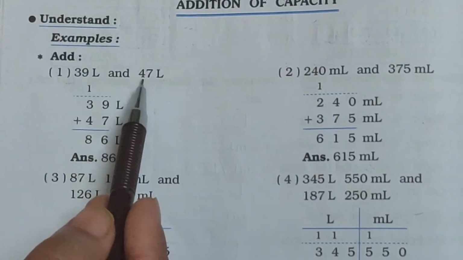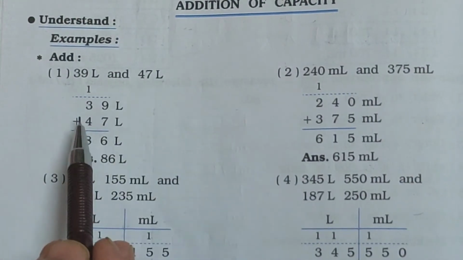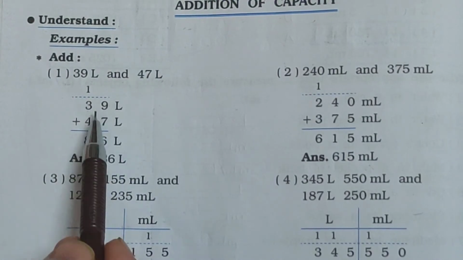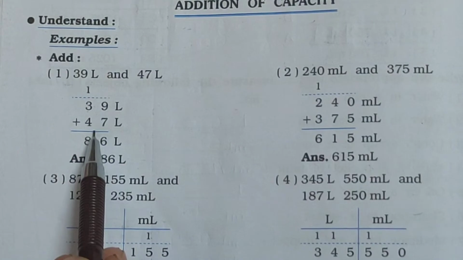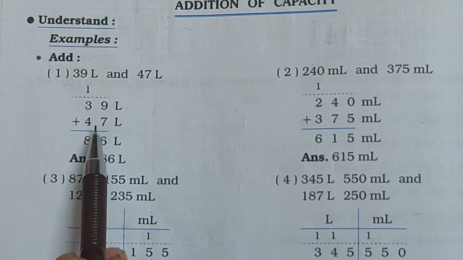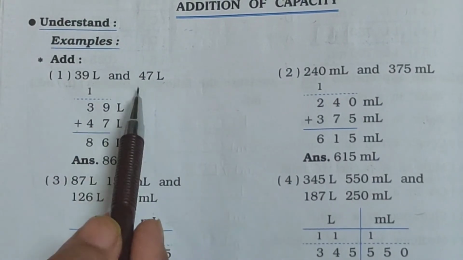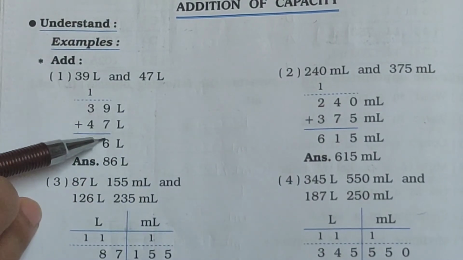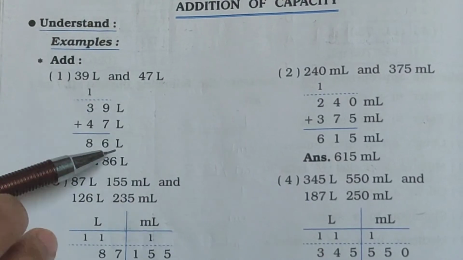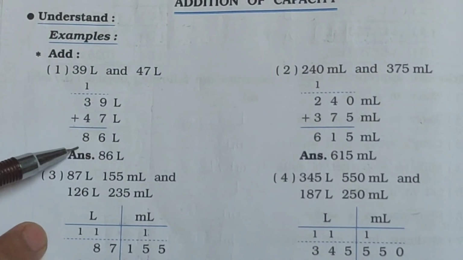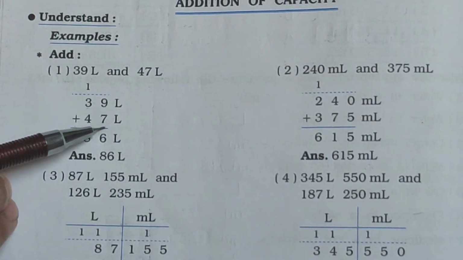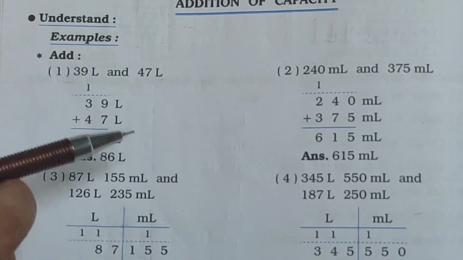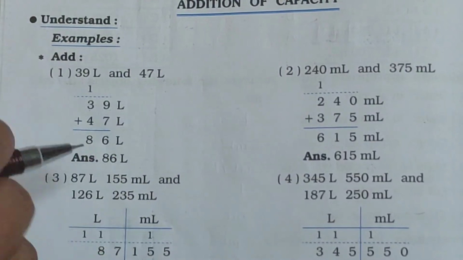39 liter and 47 liter. So this way you have to write down 39 liter. See, in between 2 digits a space is there. You should not make a hodgepodge, not a mess. Plus 47 liter. See, 7 is below 9. Similarly 4 is below 3. They have maintained the ones and tens places also. And liter is below liter. So it should be written in a systematic manner. This way you have to write down in your exams also.